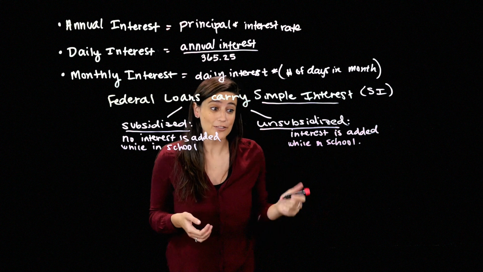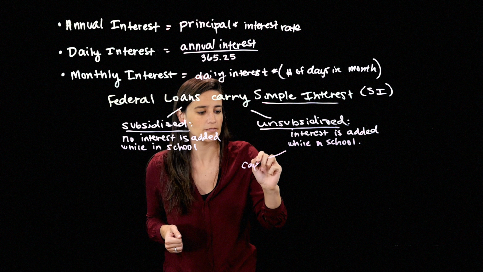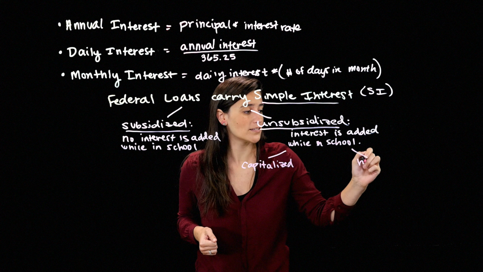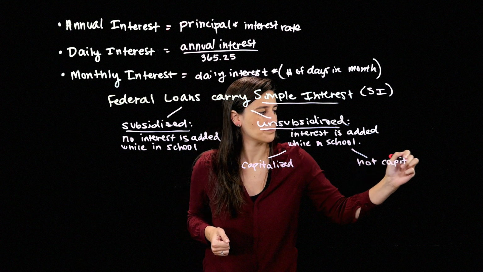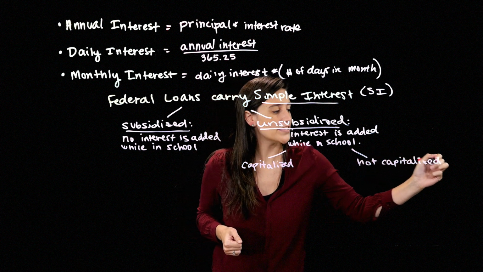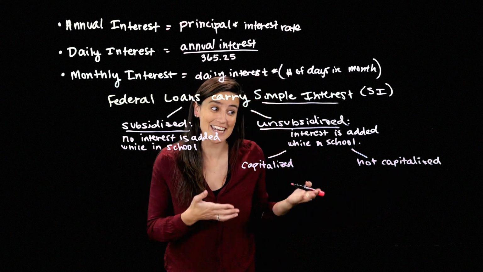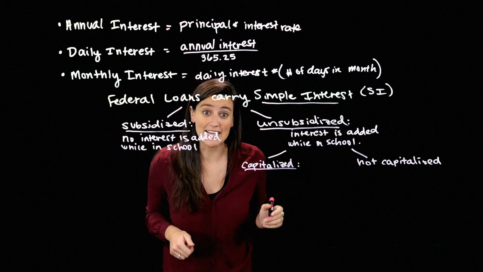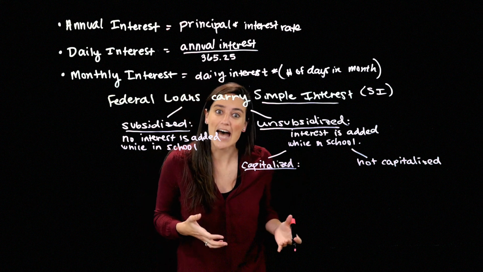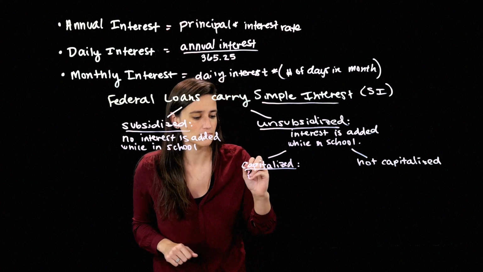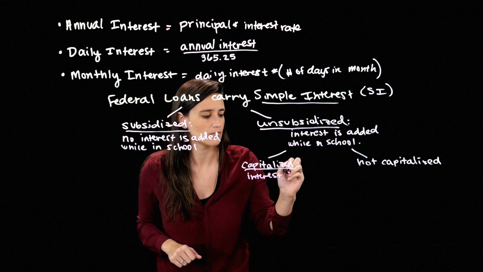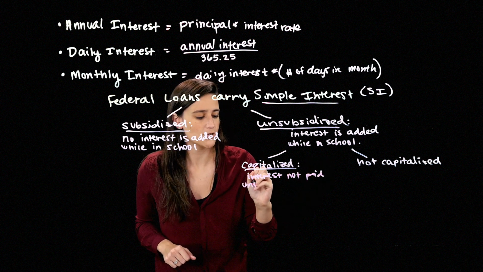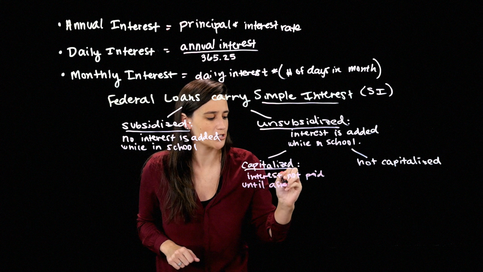Unsubsidized loans can be either capitalized or not capitalized. And this just determines when you're going to be paying that interest that's accruing while you're in school. So if it's capitalized, you don't start paying interest until after you graduate. Interest is not paid until after graduation.